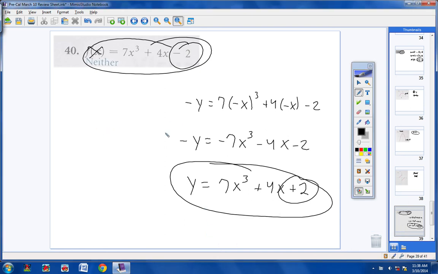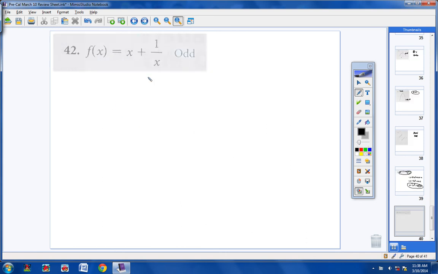Okay, I am back. So we do not have y-axis symmetry, so it's not even. We do not have origin symmetry, so it is not odd. Let's try this one here. All right, let's see what we do.